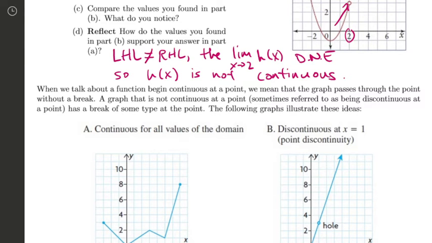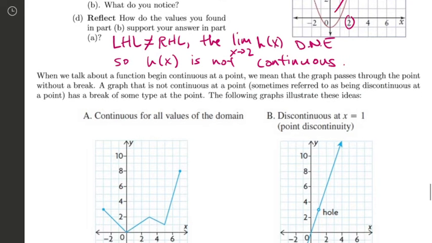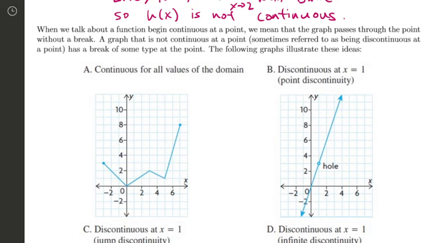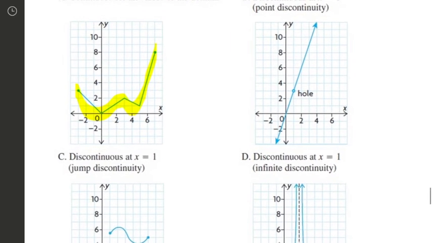A graph that is not continuous at a point, sometimes referred to as discontinuous at a point, will have some kind of a break. There are some graphs here that will illustrate what kind of discontinuities we can have. The first one is the case where it's continuous along its domain, at every single point on its domain. In many cases it will be like that.